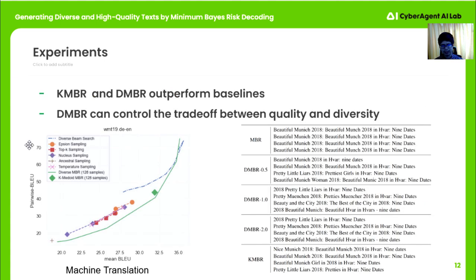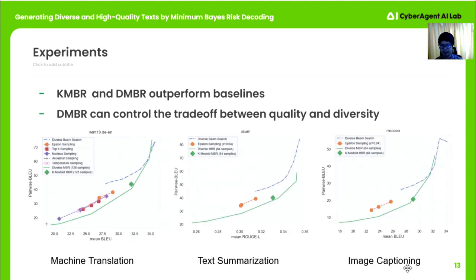Anyway, both KMBR and DMBR outperform the baselines. And DMBR is nicer because it can control the trade-off between quality and diversity. So we also have a generation example. You can see MBR basically generates identical sequences, whereas DMBR and KMBR have much more interesting diversity. We also apply this to text summarization and image captioning, and we observe that they outperform the baselines.